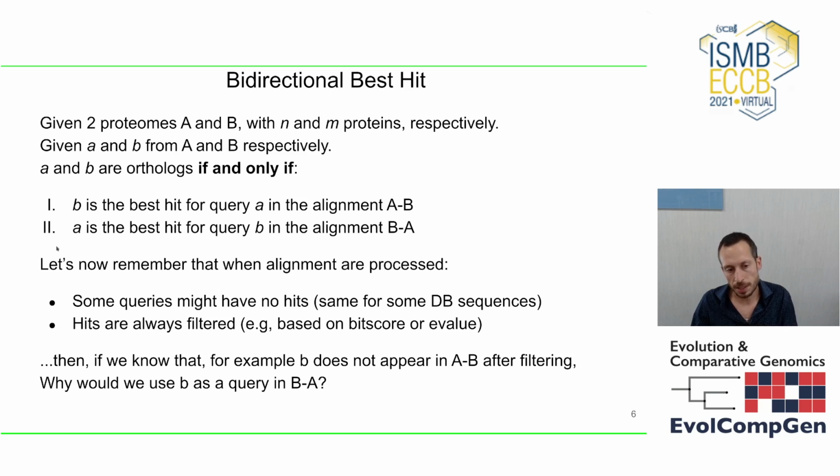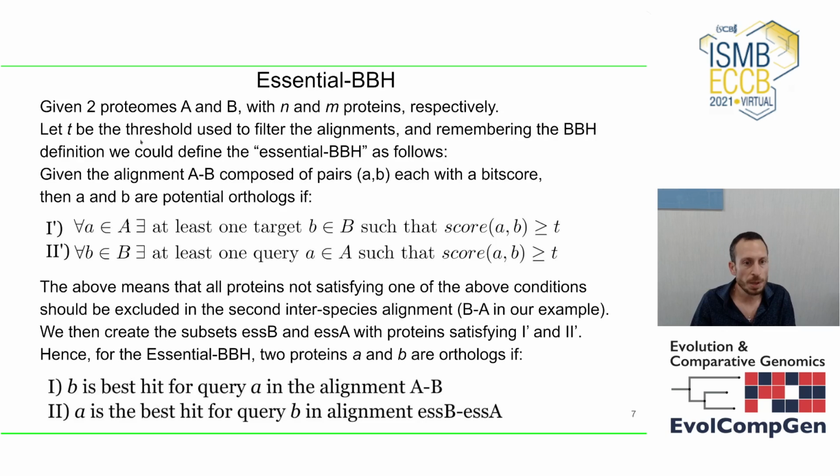I want you to remember that when we process the alignment, let's say AB, the first thing we do is apply a threshold to the hits. So we know that some queries could not actually appear in the alignment AB because they match nothing. When we then do the alignment BA, it's maybe a waste of time to search for A in BA if we know that it cannot be an ortholog based on the bidirectional best hit. So we define this very simple concept, which is the essential bidirectional best hit.